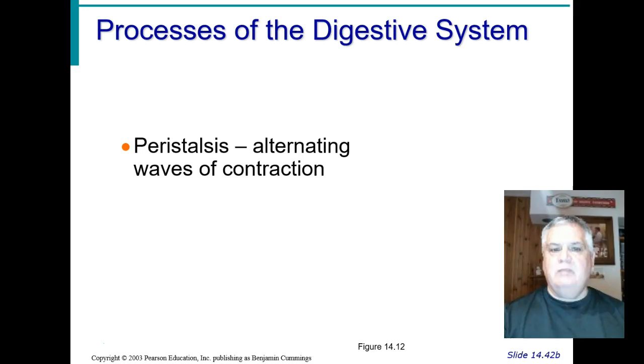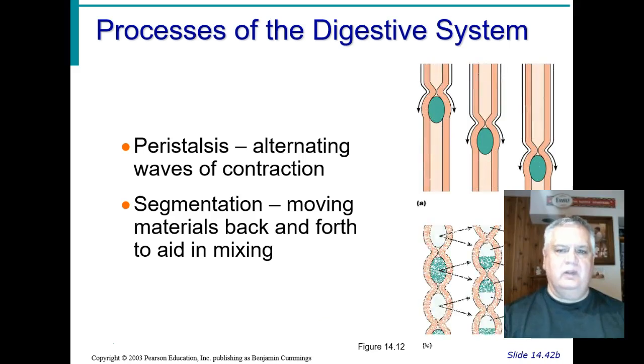Propulsion is accomplished mainly by a process called peristalsis. Peristalsis involves the alternating waves of contraction of smooth muscle tissue, specifically that makes up the muscularis externa, and this alternating waves of contraction moves the food from one place to the next.